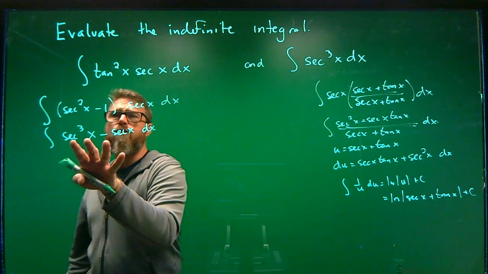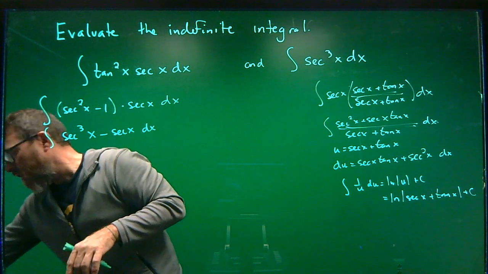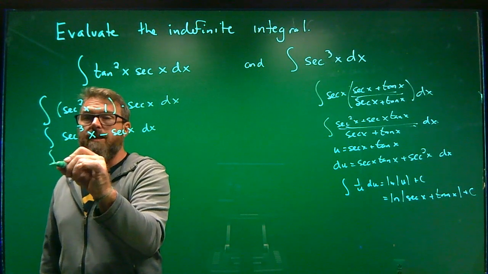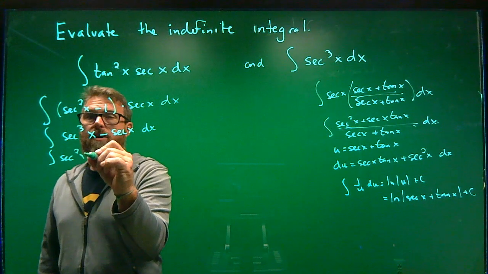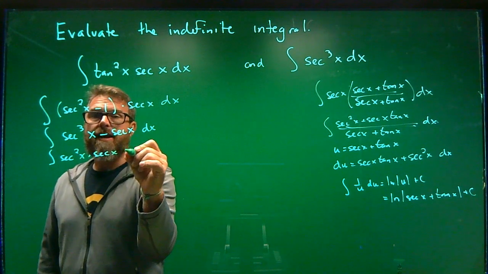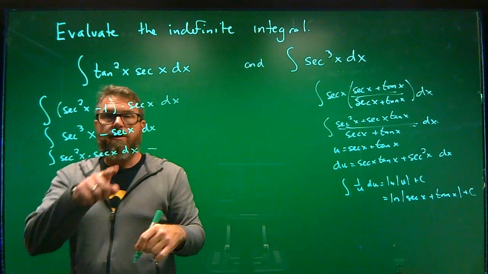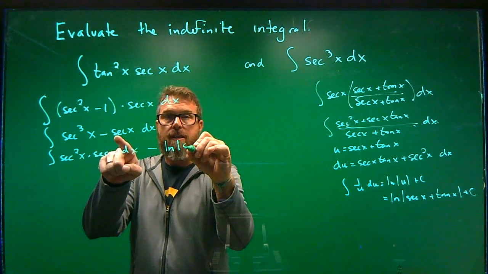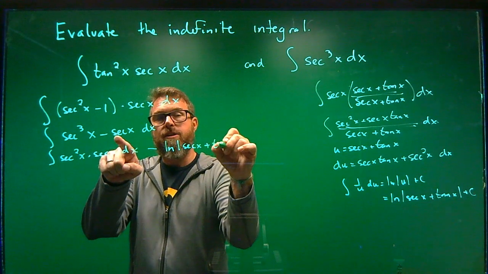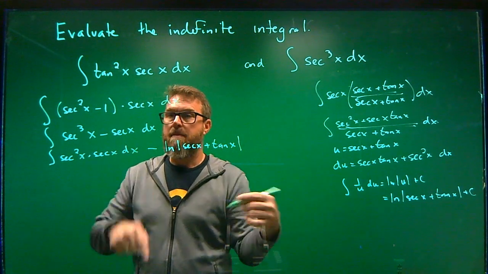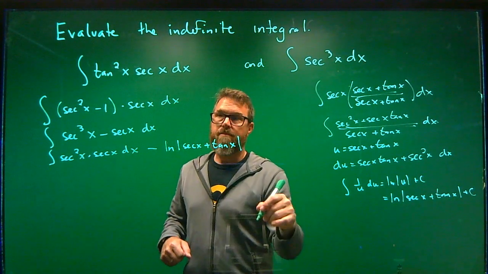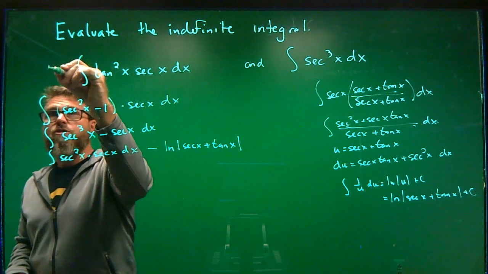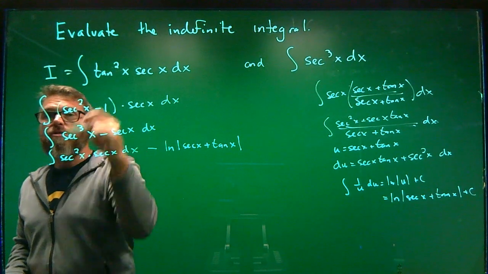In order for me to do this secant cubed of x, this is another by parts. So this is going to be equal to the integral of the secant squared of x times the secant of x dx minus, now we already knew this, the integral of the secant, which is the natural log of the secant of x plus the tangent of x. Remember that this entire thing is still equal to this integral. So let's just call this I, our target integral.